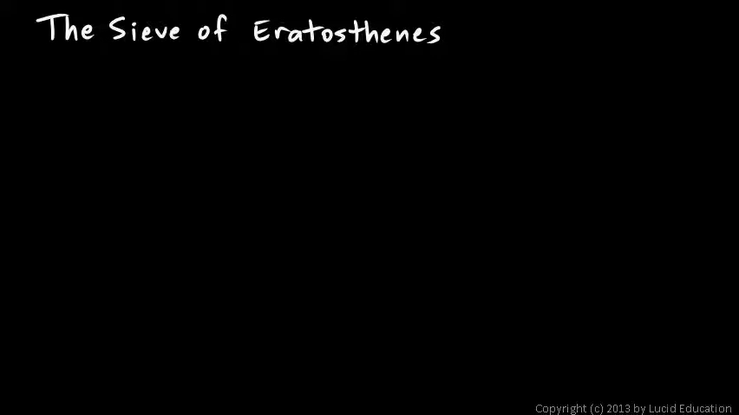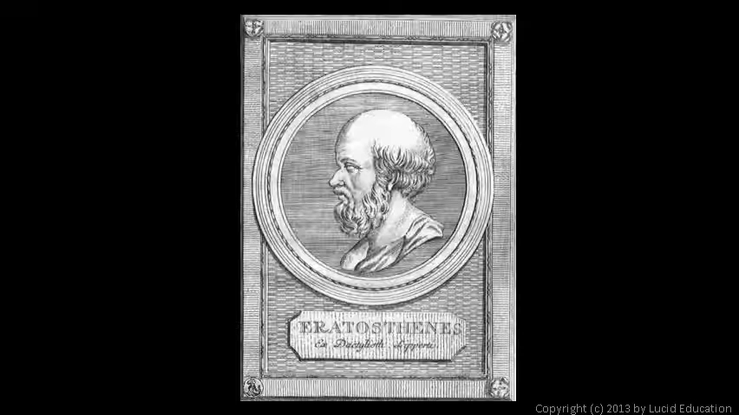Next, we're going to talk about the Sieve of Eratosthenes. Eratosthenes was a mathematician, and the Sieve of Eratosthenes is a mathematical technique for finding prime numbers. Here's a picture of Eratosthenes.